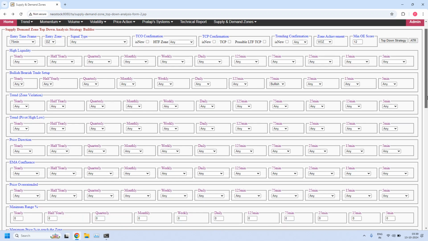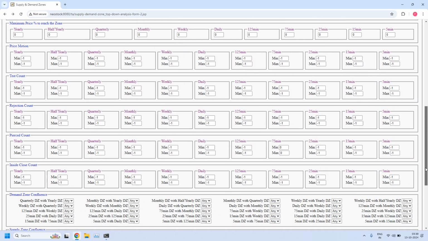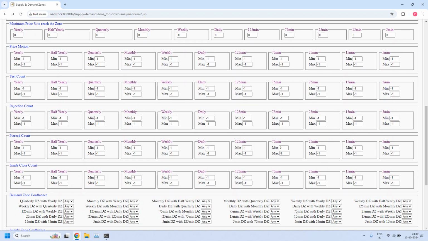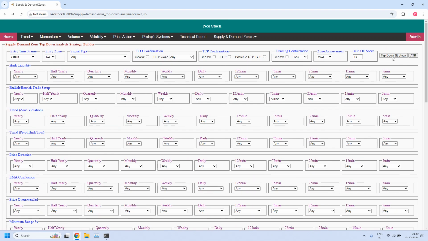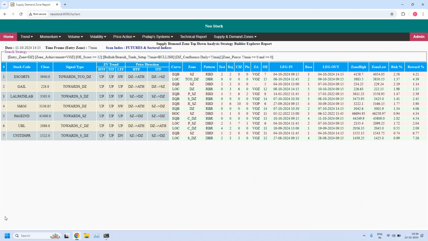So to verify that, in the demand zone confluence, I am enabling the filter 75 minutes demand zone confluence with daily demand zone. So filter is enabled. Let's verify. Now 7 stocks are filtered. Out of 13, these 7 stocks are supporting high probability setups. Even within these 7 stocks, even more high probability setup stocks might be there.